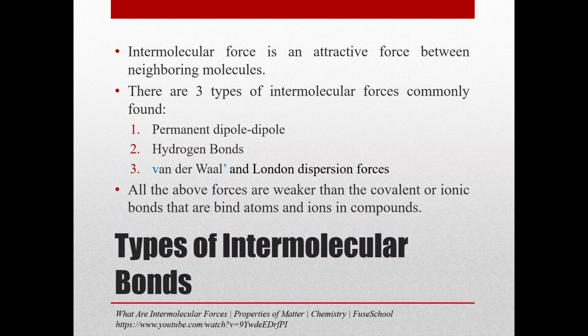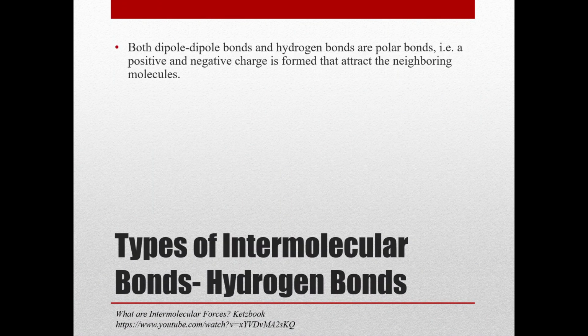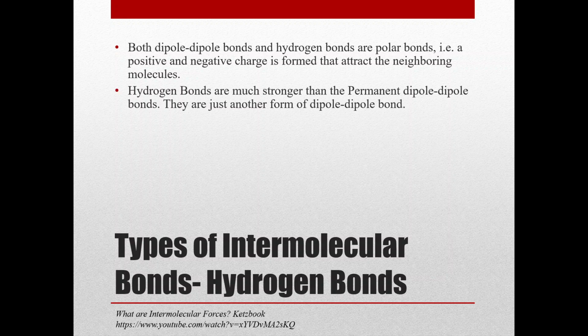All the above forces are weaker than the covalent or ionic bonds that bind the atoms and ions in a compound, but still they have some kind of hierarchy when it comes to the strength of these bonds between the molecular chains. So first we shall look at the hydrogen bonds. Both dipole-dipole bonds and hydrogen bonds are polar bonds. That is, a positive and negative charge is formed that attract the neighboring molecules. So hydrogen bonds are much stronger than the permanent dipole-dipole bonds. They are just another form of dipole-dipole bonds. Hydrogen bonds are extra strong dipole-dipole bonds, one can say.